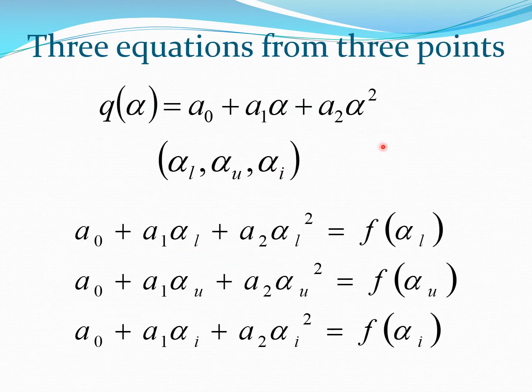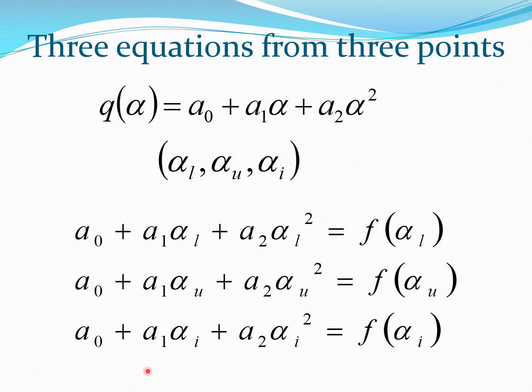So now let us return back to the quadratic equation here, and we have these 3 points. So we put these 3 points into the quadratic here and we get these values. So I have put first alpha L, alpha U, and then alpha I, and I have equated these to the value of the function at alpha L, alpha U, and alpha I. So essentially, at these 3 points, the function value equals the quadratic value.